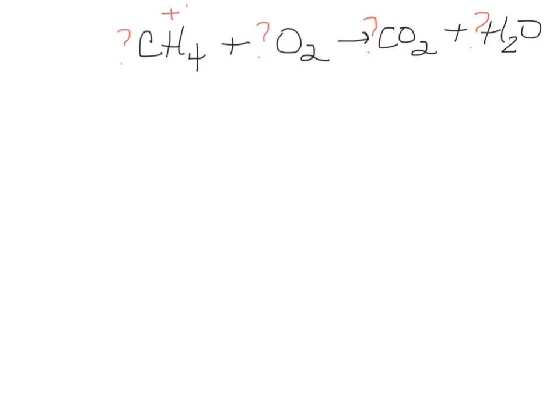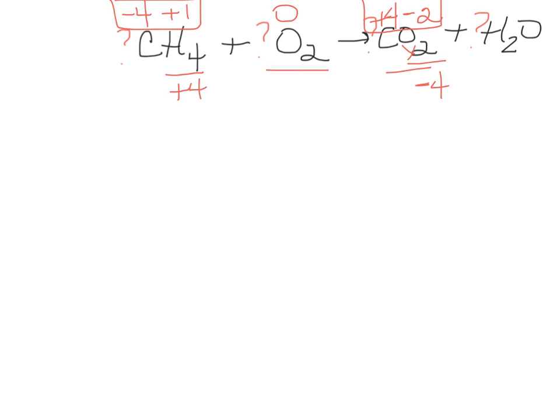So hydrogen is +1. Since there are 4 of them, it contributes a +4, which means carbon must have an oxidation number in methane of -4. Weird, huh? But that's the case. Oxygen is an element in its standard state, so it has an oxidation number of 0. For carbon dioxide, I'm going to give the oxygens a -2 oxidation number. Since there are 2 of them, oxygen contributes -4. So in this case, carbon has to have a +4 oxidation number.